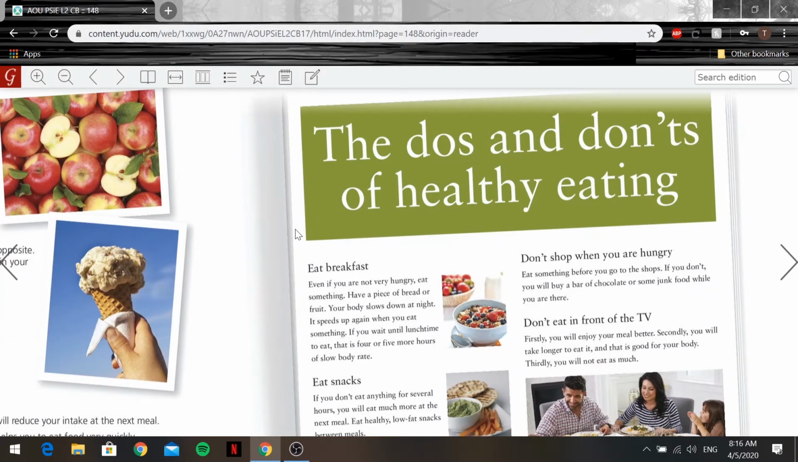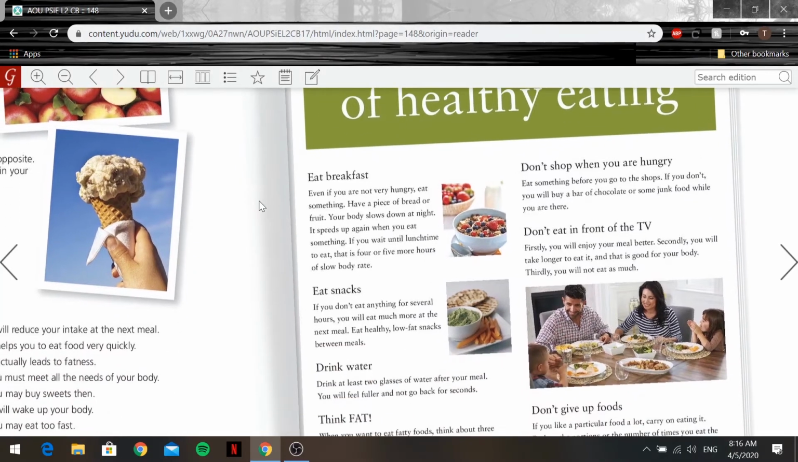So, the do's and don'ts of healthy eating. Eat breakfast. Even if you're not very hungry, eat something. Have a piece of bread or fruit. Your body slows down at night. It speeds up again when you eat something. If you wait until lunchtime to eat, that is 4 or 5 more hours of slow body rate.